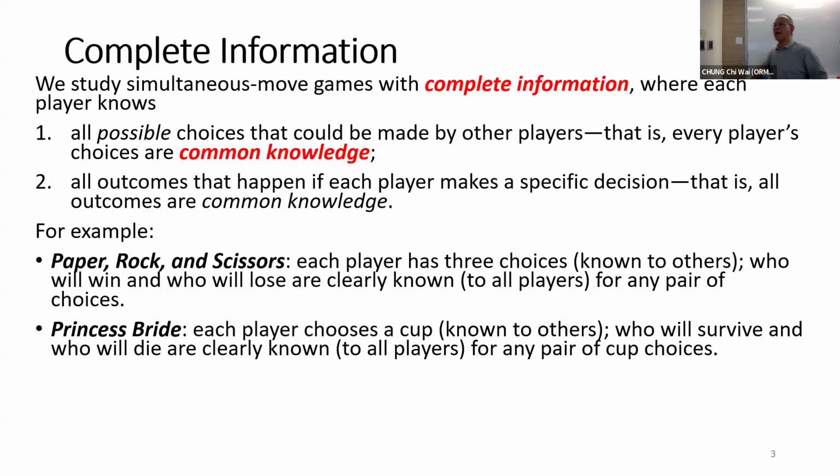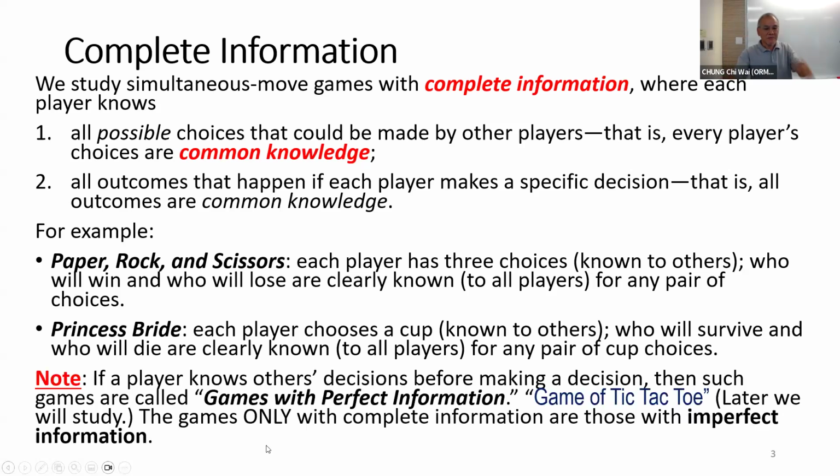And for the Princess Bride problem, if the player chooses the wrong cup, in which there's poison, then that player will die, and the other one will survive. Later, when we talk about the sequential move game, the information will be perfect.